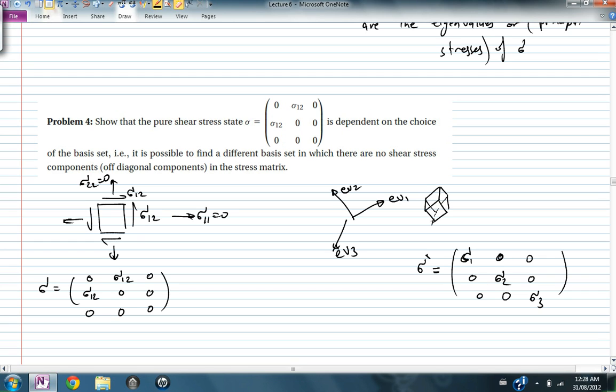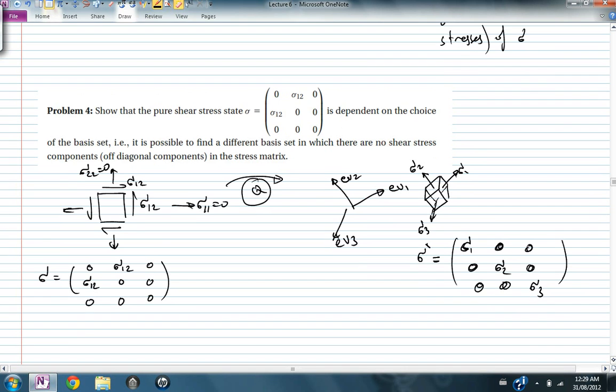So even when you say it's a pure shear stress, it really depends on the coordinate system, because if I change the coordinate system, I'm going to get sigma 1, sigma 2, and sigma 3, and I will have no shear stresses in the new coordinate system. All I have to do is find the eigenvalues and the eigenvectors, form Q, use Q to make a transformation between this coordinate system and the new coordinate system, find the stress in the new coordinate system, and lo and behold, the stress in the new coordinate system is diagonal and there are no shear stresses.